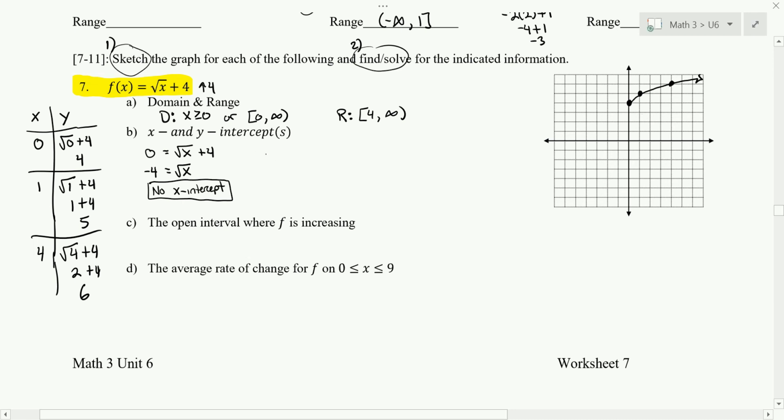On the other hand, for the y-intercept, we plug in 0 for x, and you end up with y equals the square root of 0 plus 4, which is 4, and we see that in our graph as well. The y-intercept is at 4, or you could put it as a point at 0, 4.